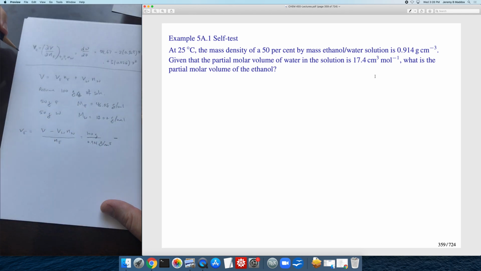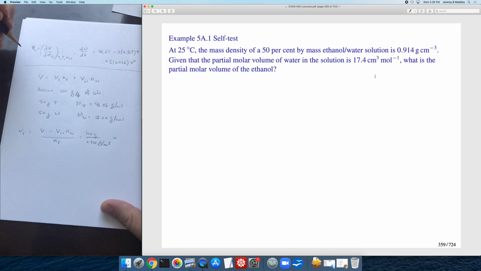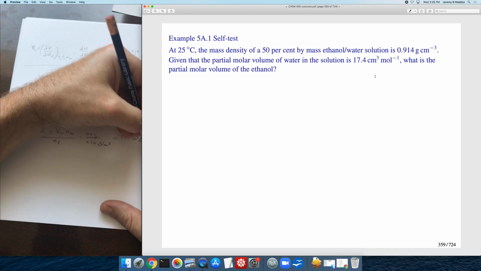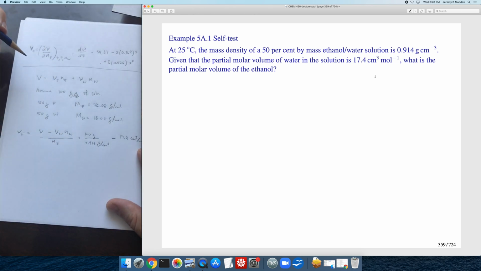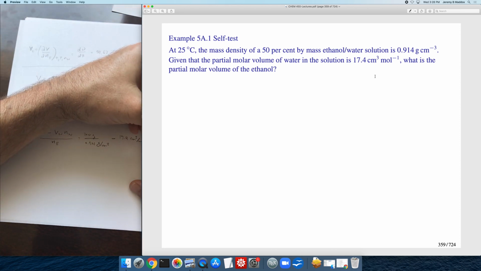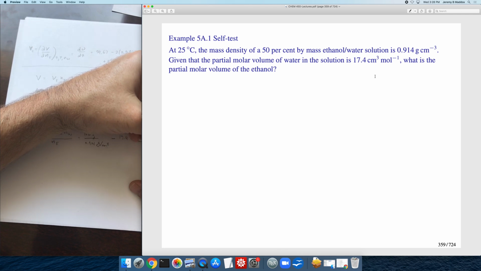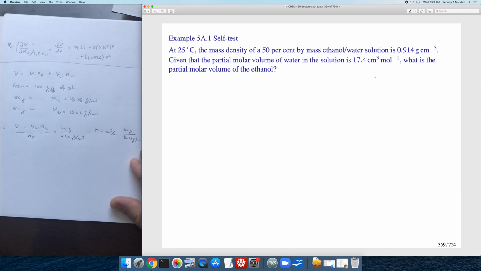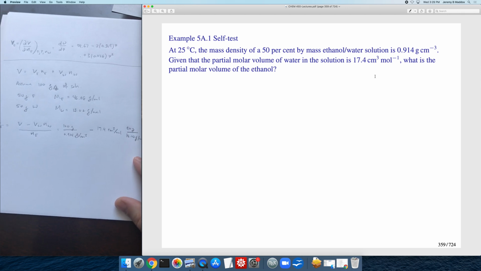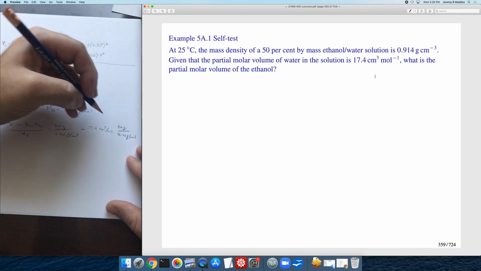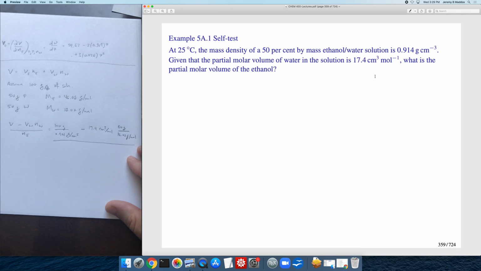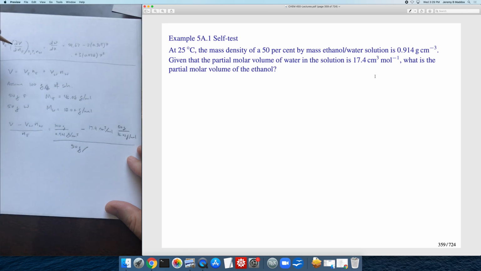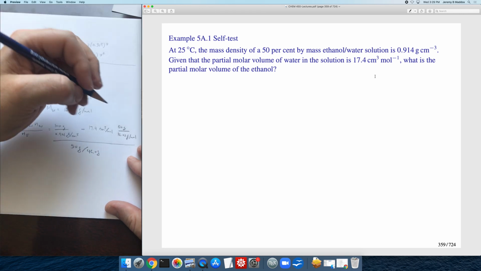We'll subtract from that the partial molar volume of water, 17.4 centimeters cubed per mole, and we need to take that times the number of moles of water. So we'll take the 50 grams and divide by 18.02 grams per mole. And then that whole thing needs to be divided by the number of moles of ethanol, which will be the 50 grams of ethanol divided by the 46.08 grams per mole.